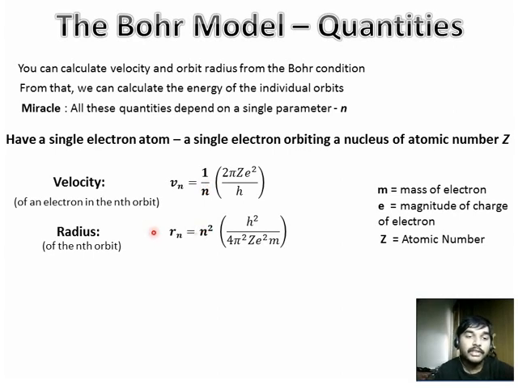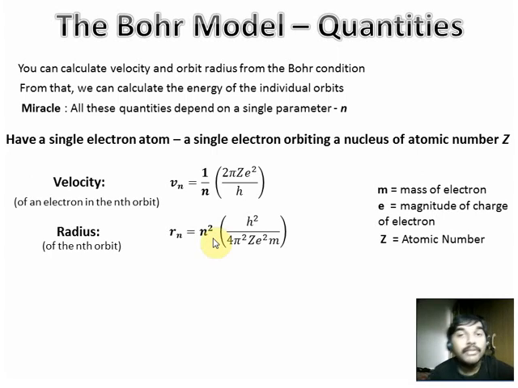So if there's a certain radius for the first orbit, the second orbit will be 4 times as large, because it goes as n square. Third orbit will be 9 times as large. So the atom is really very, very large in volume, because the orbits are very, very widely spaced from one another.